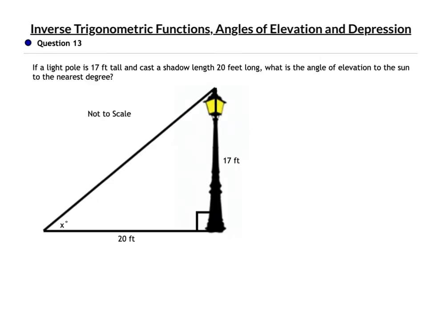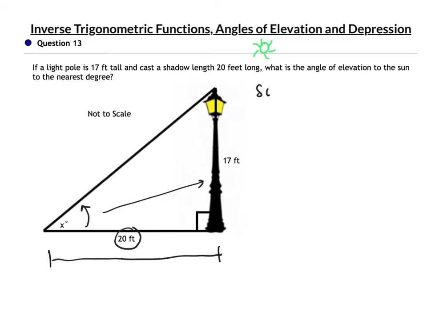In question 13, the sun is shining in the sky out here somewhere. And it's creating this shadow on the ground right there. What we want is the angle of elevation formed. For finding an angle, we're going to use the inverse function. Looks like we've got opposite over adjacent. Opposite over adjacent is tangent. We're looking for an angle. We use the inverse function.